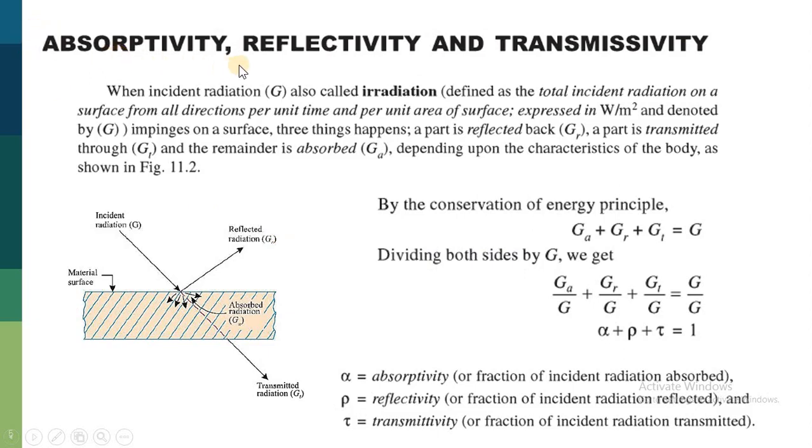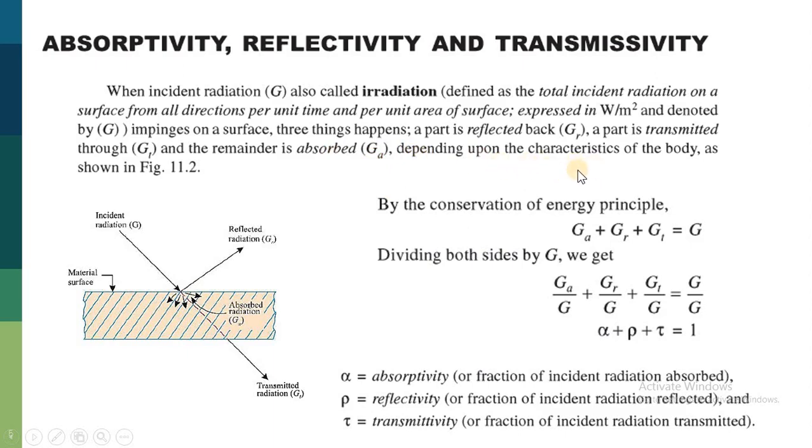Now the next concept is absorptivity, reflectivity and transmissivity. Let us understand this phenomenon with respect to this diagram. When an incident radiation G falls on a body, it is also called irradiation. Let us consider that a radiation is falling on this body. Three things may occur. Whenever the radiation falls on a body, it may get reflected, which is represented by G_R. Some part gets transmitted through the body, which is represented by G_T, and some part gets absorbed inside the body, which is represented by G_A.